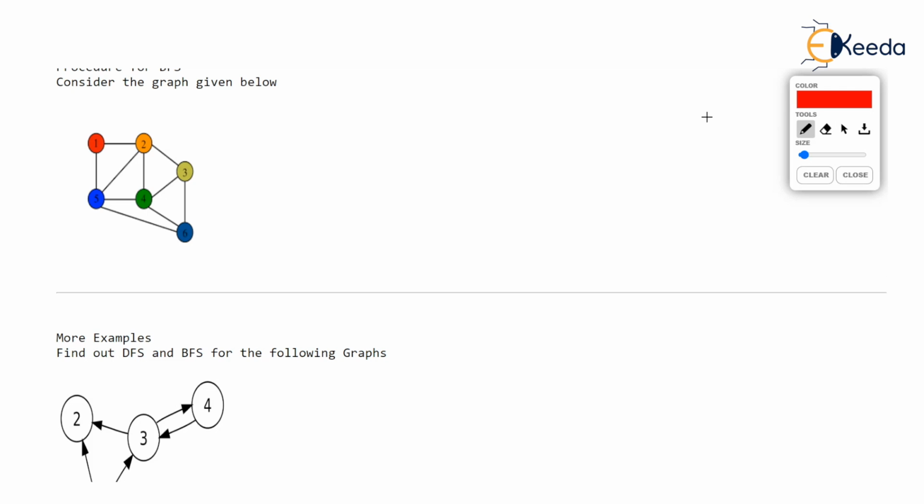Now the graph has 6 vertices and it is not weighted. There are no weights for the edges, and it is undirected as there are no directions on any of the edges. So it is undirected, not weighted.